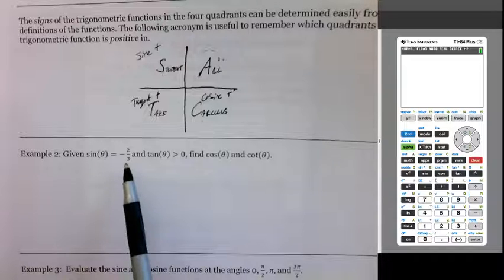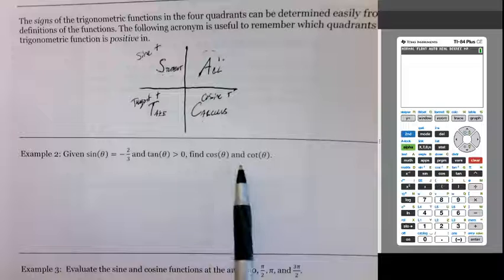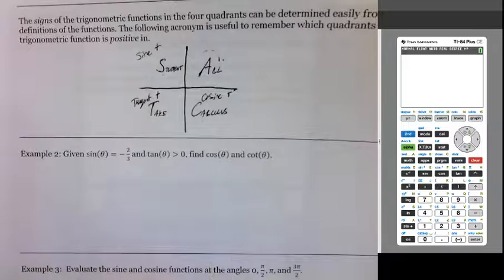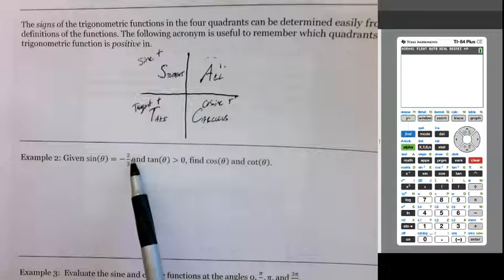Given sine is -2/3 and tangent is greater than 0, that means tangent is positive. We want to find cosine and cotangent. Well, in order to do that, let's figure out what quadrant we're in. If sine is negative, that gives me two options.